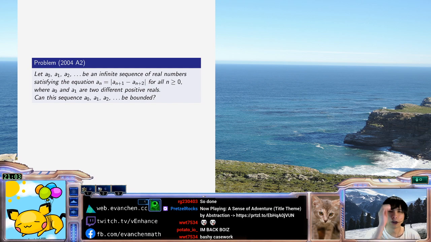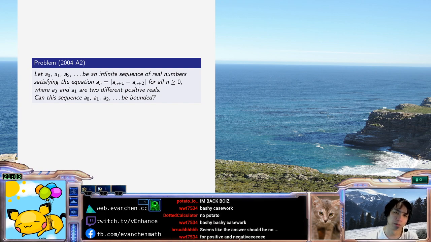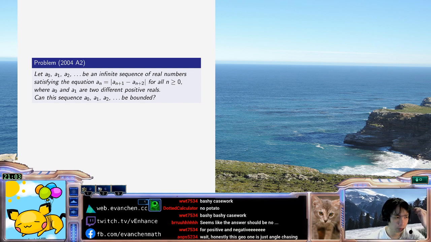Okay, so you can scale this one. This one is not scaling invariant. So you can assume the first term is one, or the larger term is one, or whatever you want.